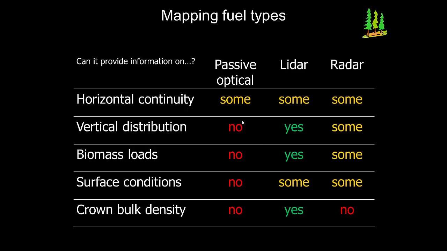With LiDAR, however, as it has the capability to penetrate through the canopy, you can get quite accurate information about the vertical distribution of the fuels, and also the biomass loads and the crown bulk density. And also, if you are lucky, you can get some information about the surface conditions, as we will see later on. Radar is also quite a good sensor for mapping fuel types, but it is not as good as LiDAR, since it will never give you information about crown bulk density.